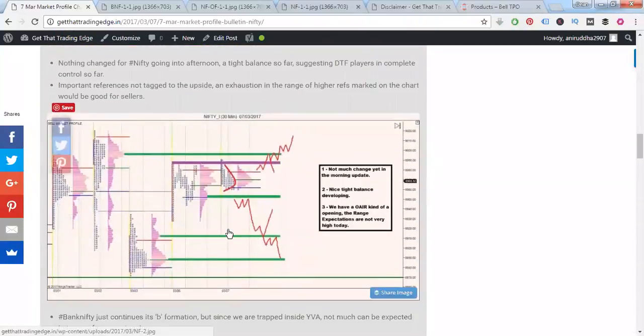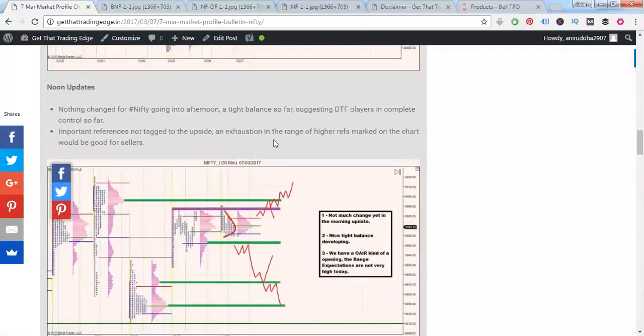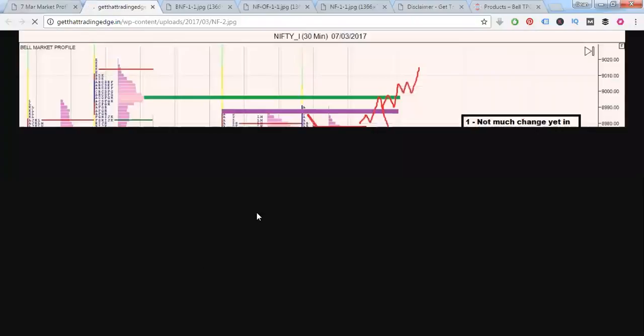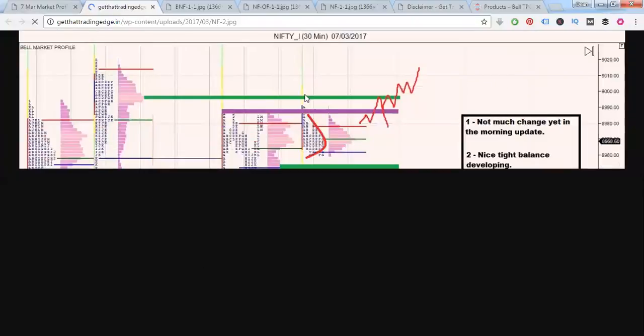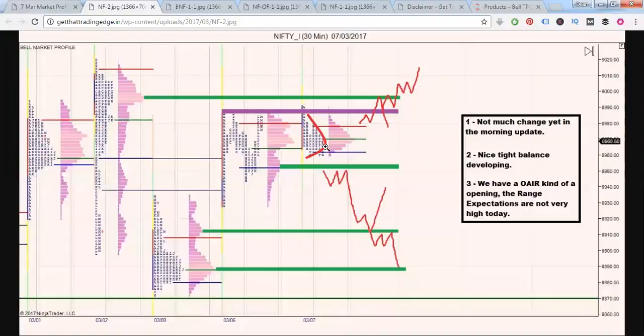In the afternoon, again the same sideways movement continued. The failed auction in the morning could not gather any follow through lower. Every time the price came into this zone, it just struggled to find any continuation lower. Not even this small reference was tested by the sellers.